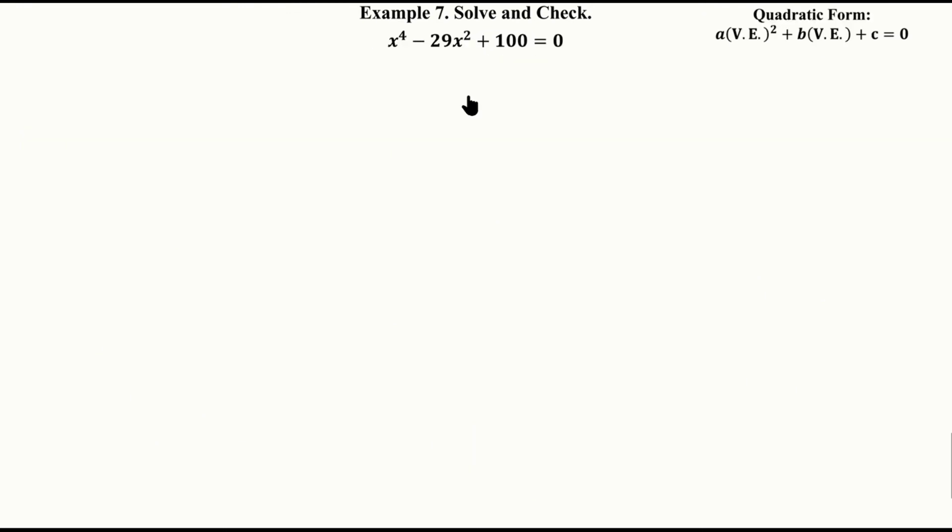Okay, so here we have an equation that looks slightly different from the ones we've been looking at, but we do notice that this required quadratic form is in play here, because remember, as long as you have one term with a variable expression which is the square of another term's variable expression, you do have quadratic form. And notice, if you take x squared and square it, you indeed get x to the 4. And then we also have a constant. So we are in the quadratic form that we are interested in.